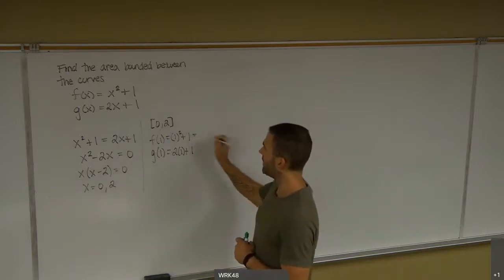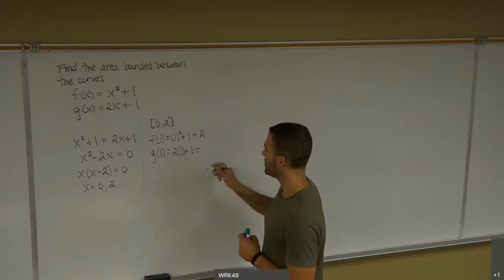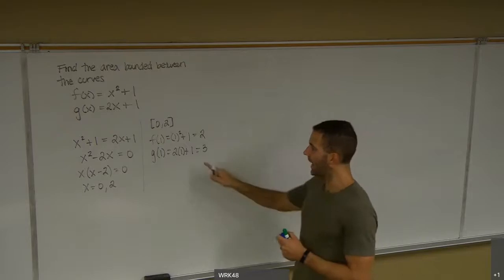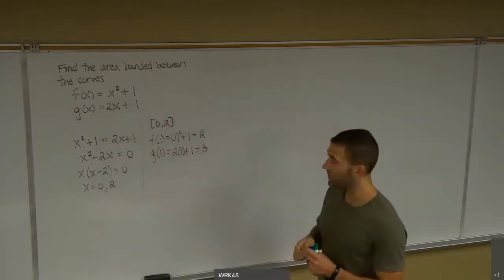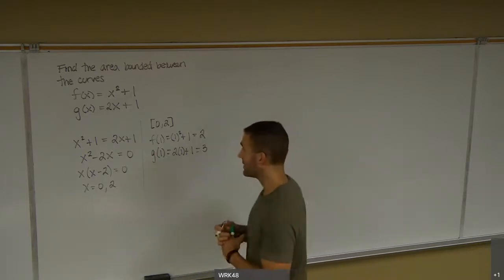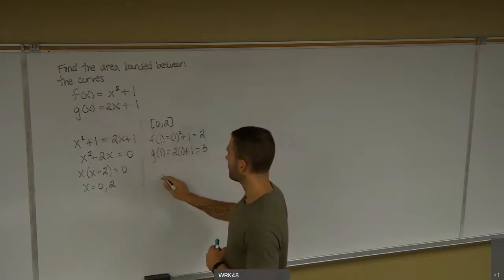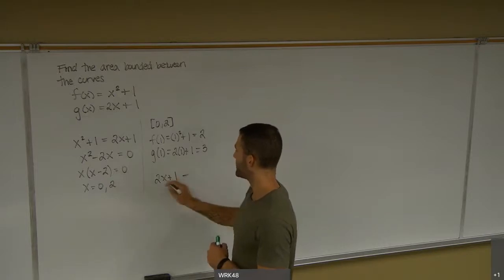So for the parabola, 1 squared is 1 plus 1 is 2. 2 times 1 is 2, and 2 plus 1 is 3. And so in this case, the line, or g, is larger than the parabola on this interval, 0 to 2. So that means in order to find the length of these straight lines, we will need to subtract g of x minus f of x. G of x is 2x plus 1 minus f of x.